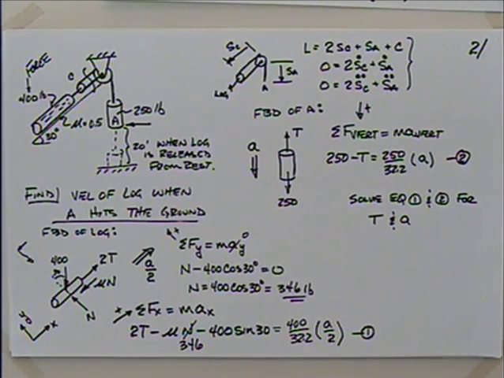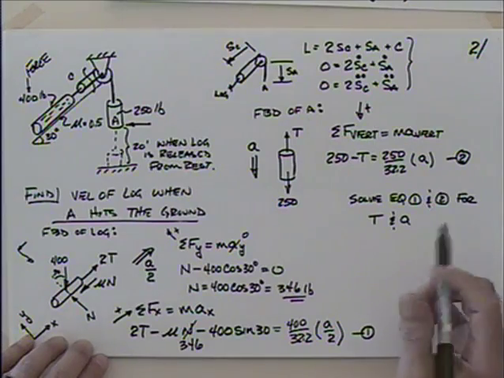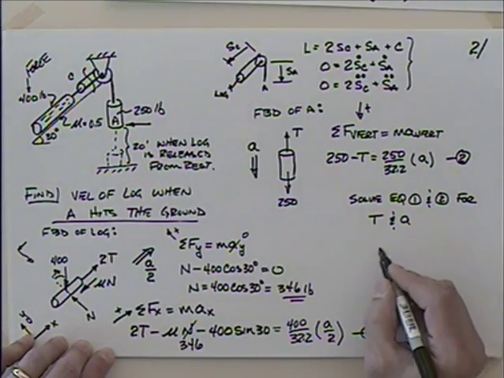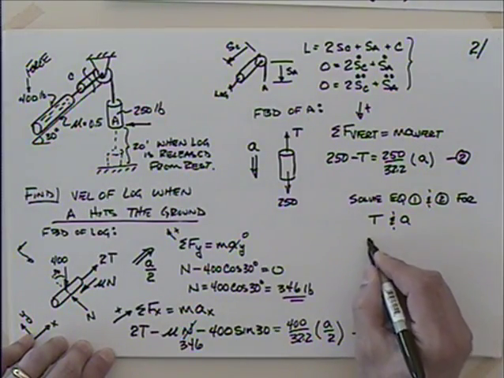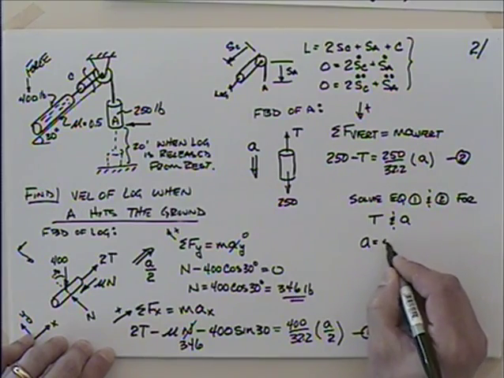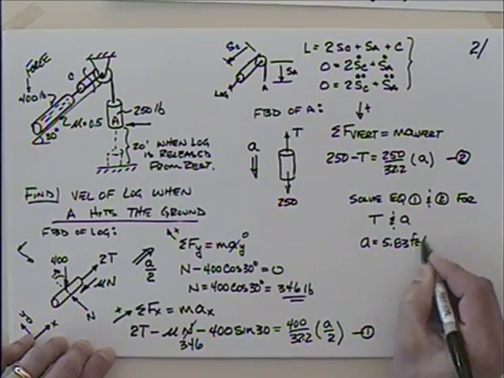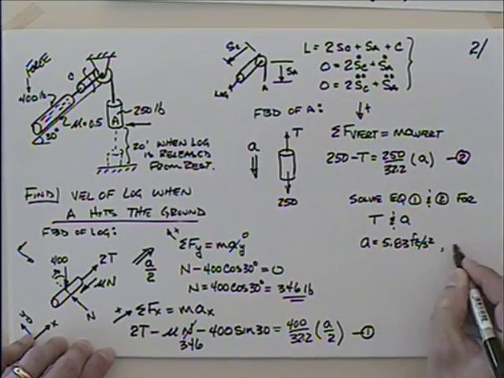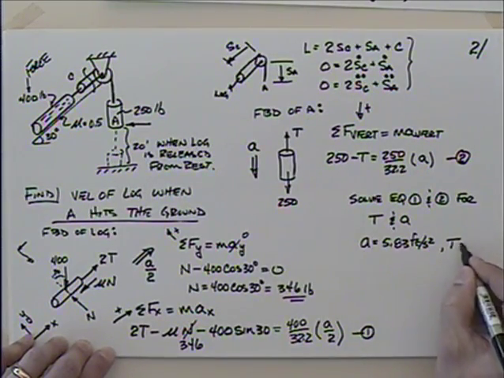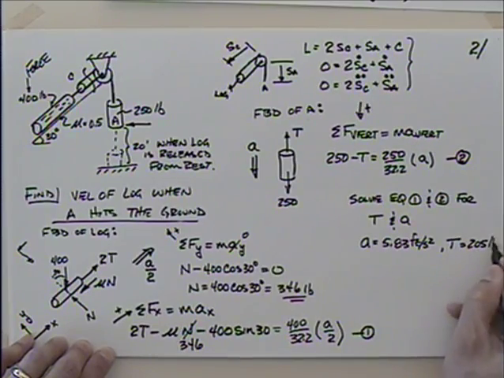Everyone's okay with that? You put them in a matrix. You can do substitution, simultaneous. So you'd come up with the acceleration A is equal to 5.83 feet per second squared, and the tension T is equal to 205 pounds.